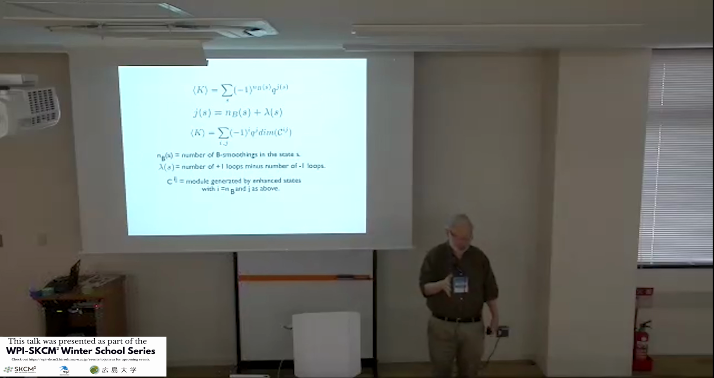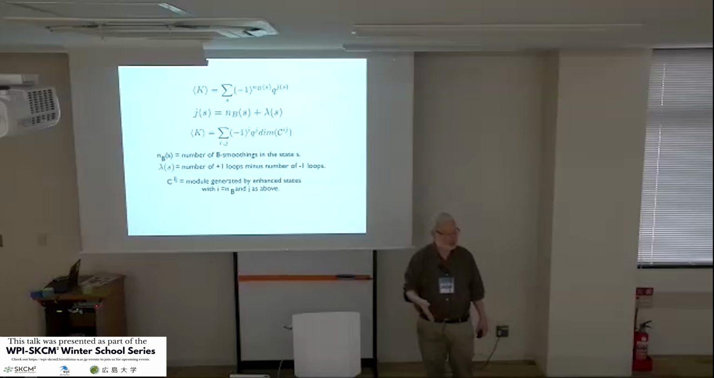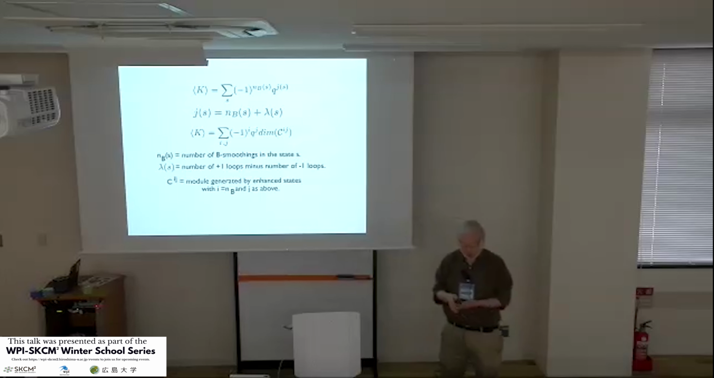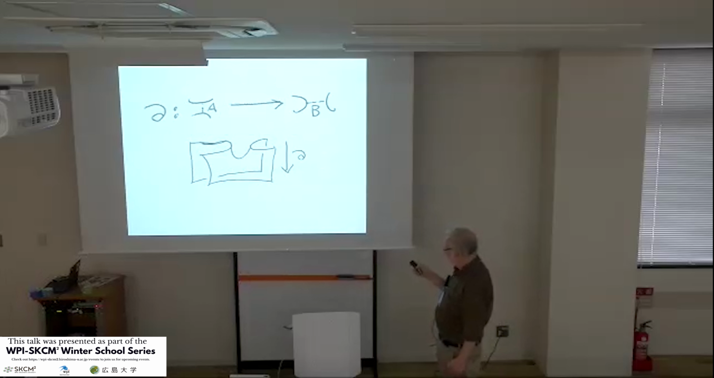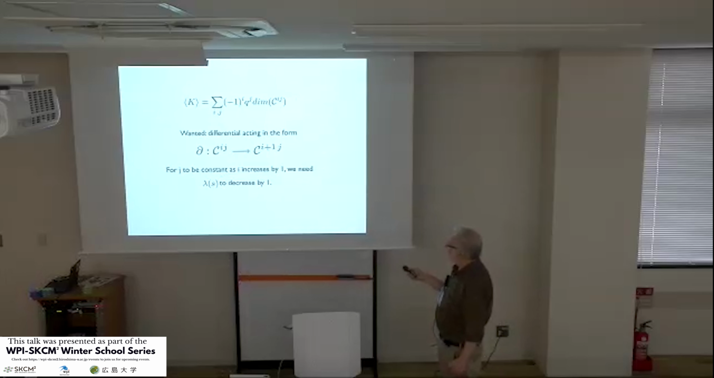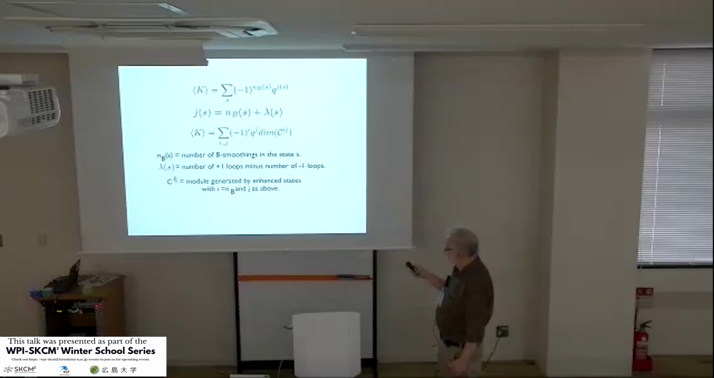For every enhanced state, I can talk about 3 times it, or I can add a couple of states formally, and I get a big module. And that module is going to turn into the chain complex in the end. So this is the restricted part of the complex. It's just exactly those states that have a specific value for I and a specific value for J.